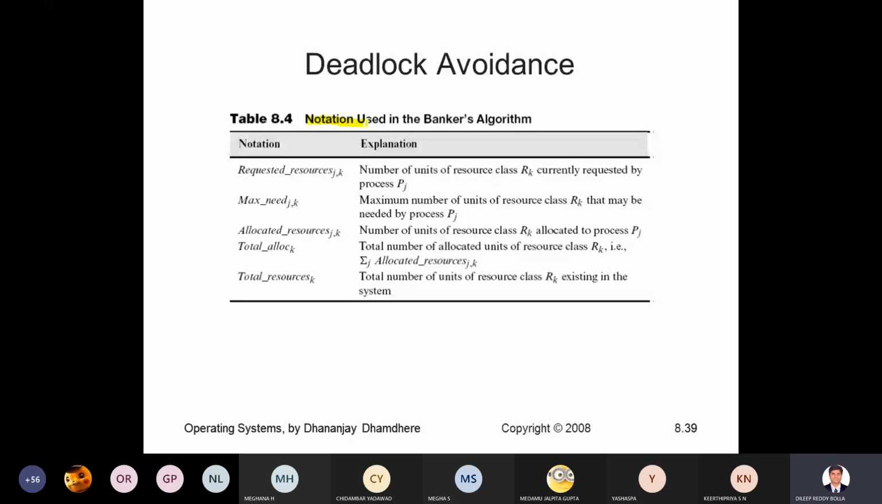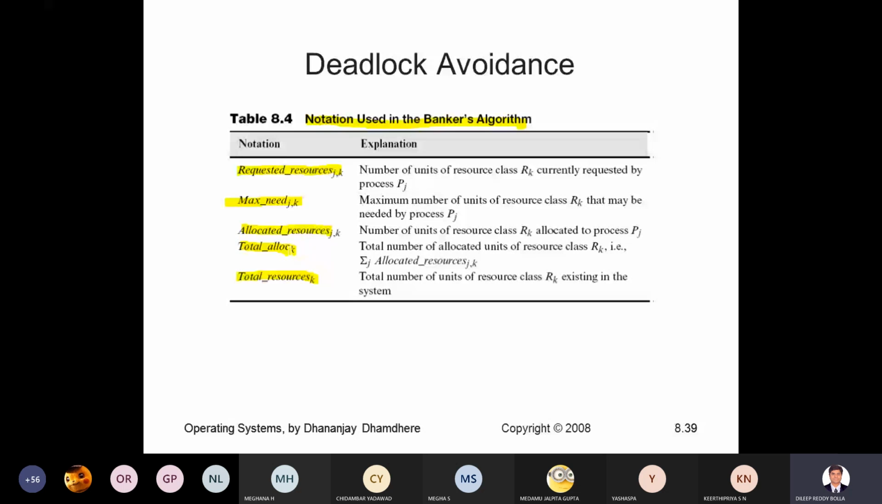Any one of you, can you tell, one by one, what all those notations are? Go through them one by one. What is the first notation? Can someone explain to me? Any one of you, go through all these notations. So what is the first notation?